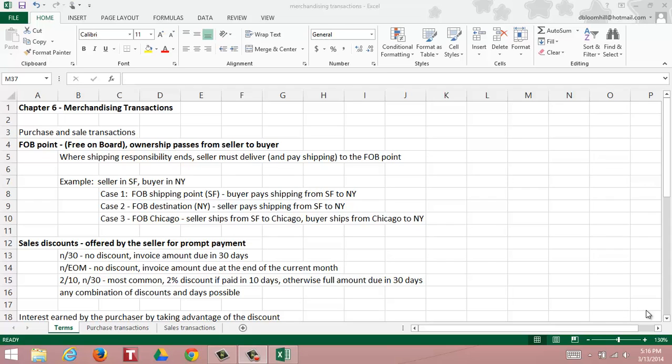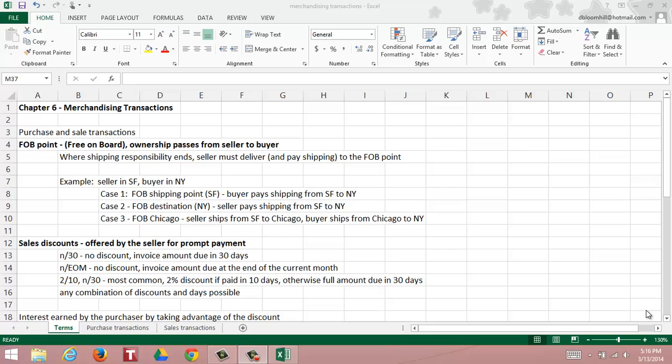We're going over Chapter 6, Merchandising Transactions. This is Part 1 on the terms of merchandising transactions. Merchandising transactions happen when a seller sells inventory to a purchaser or a buyer.